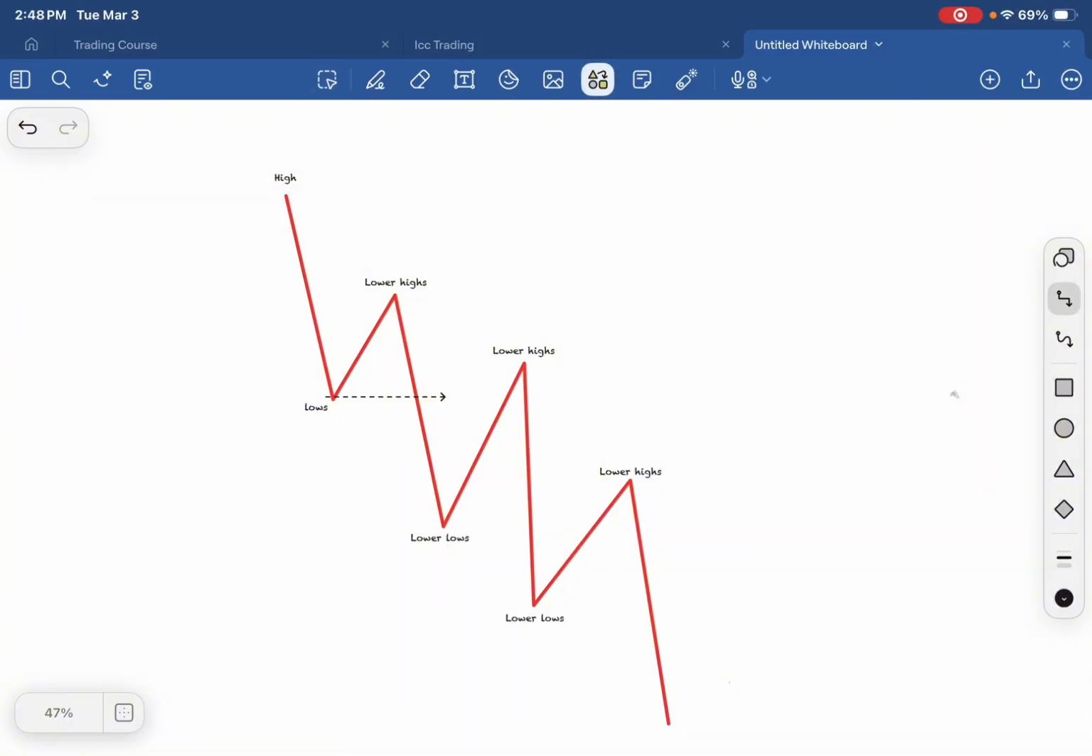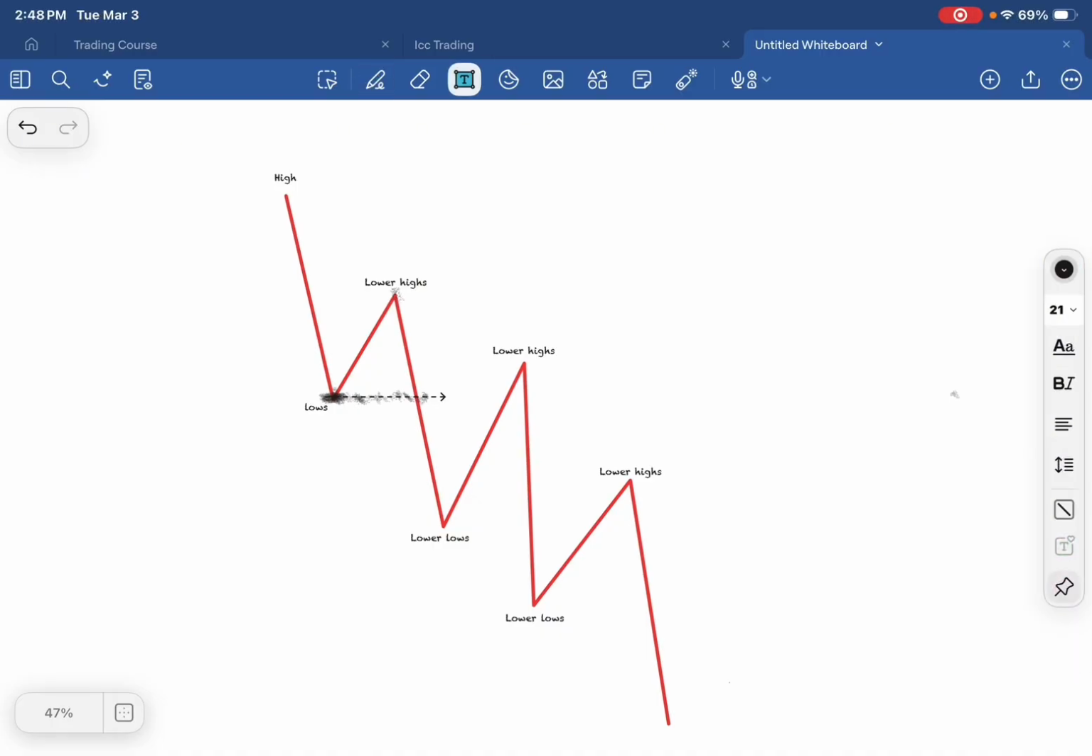So price pushes down and creates a low, right? Then price pushes back up right around here, and it creates a lower high because this high is lower than the previous high. Once price breaks the previous low that it created, it creates a lower low, or a new low. So this new low has to break this previous low right here to create a new low.